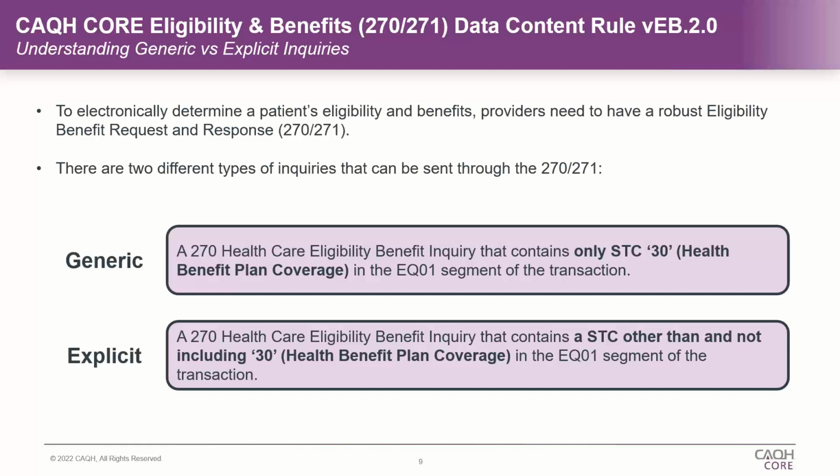Maybe I'll pause here and pivot to Donna. Donna, can you help explain what the difference is between a generic and an explicit inquiry related to the 270 and 271 transactions? Sure. Right now, in the current 5010 version, our definition of generic would be the service type code 30.